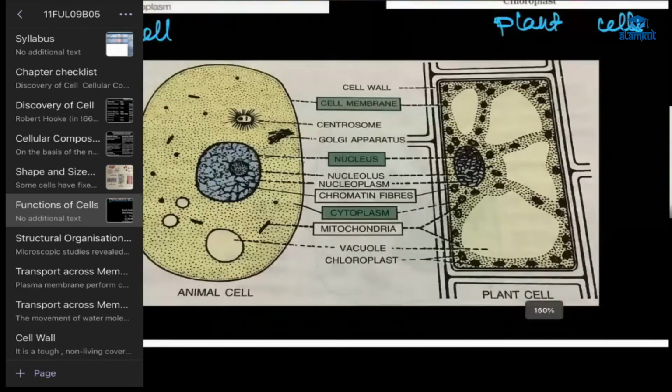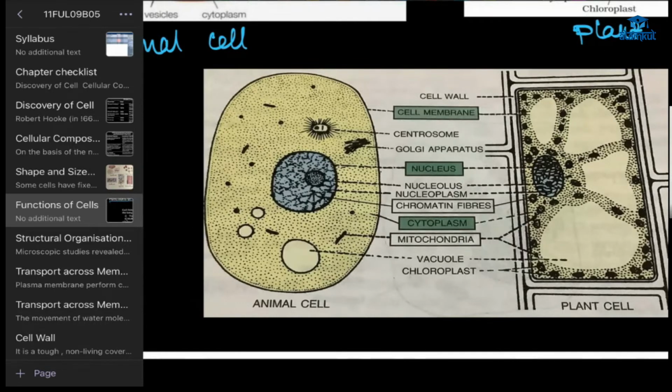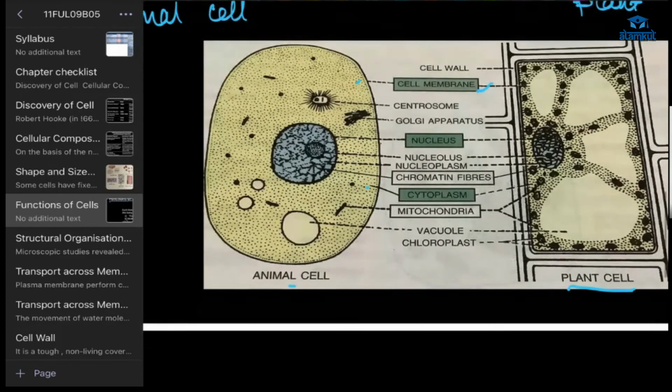You can see here the animal and plant cell. What are the components of the cell? The main thing is this cell membrane is there in the animal cell and also in the plant cell. Then we can see the cytoplasm is there in both. The chloroplast is only present in the plant cell, and the centrosome is only present in the animal cell. Then this cell wall is only present in the plant cell.